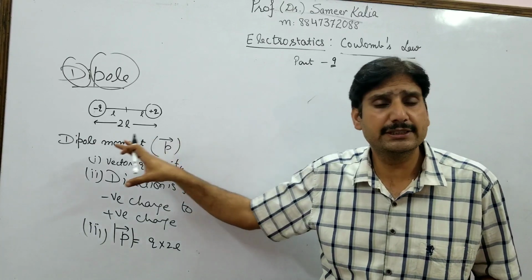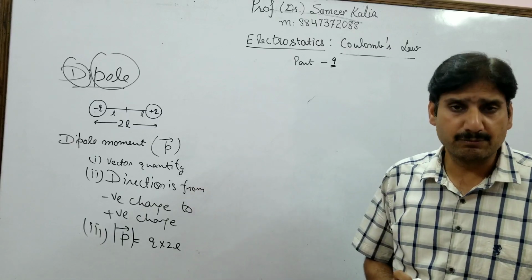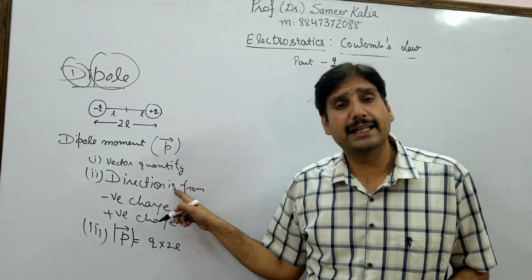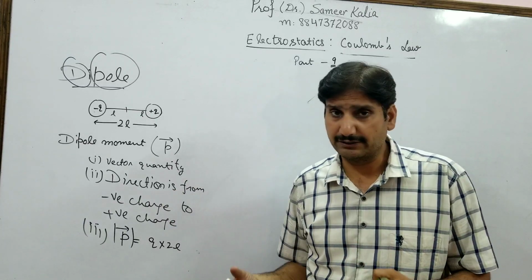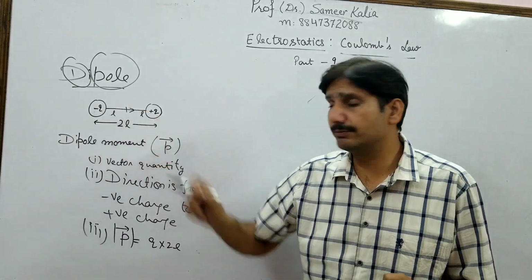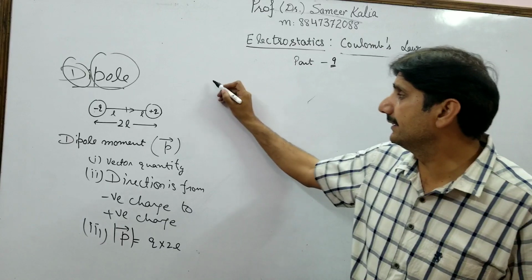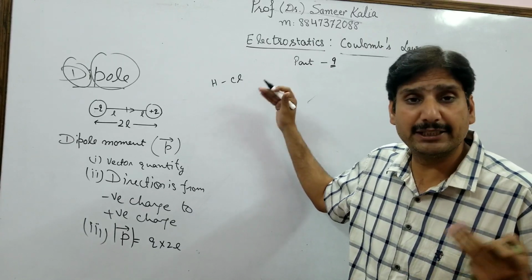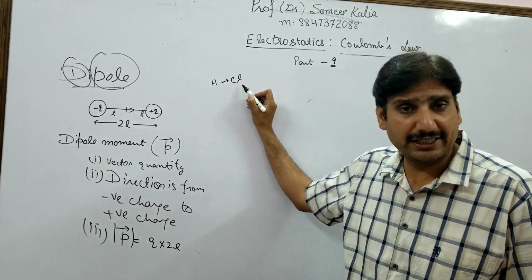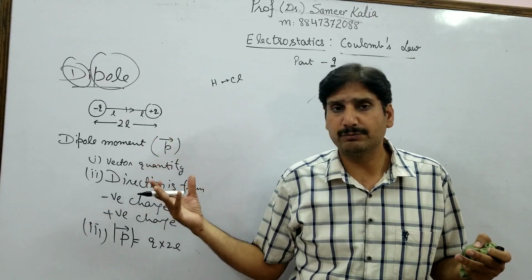The strength of the dipole is given by a parameter called dipole moment, which is generally denoted by small p, and it's a vector quantity and its direction is from negative charge to positive charge. This is just the opposite of chemistry. If you have studied the dipole moment concept in chemistry, chemistry people would say that dipole moment is from positive to negative, but in physics we take the direction to be from negative to positive.